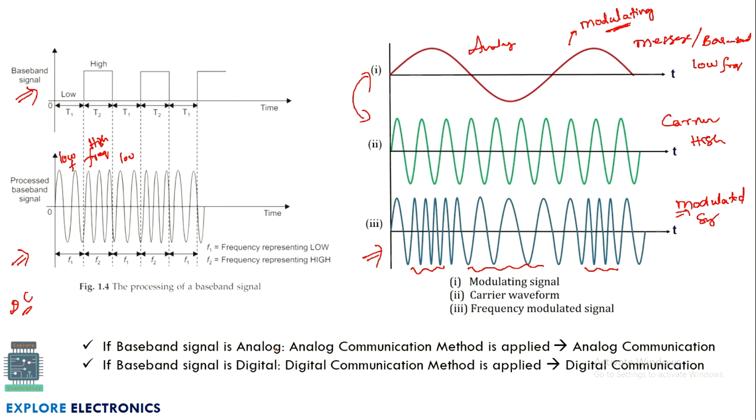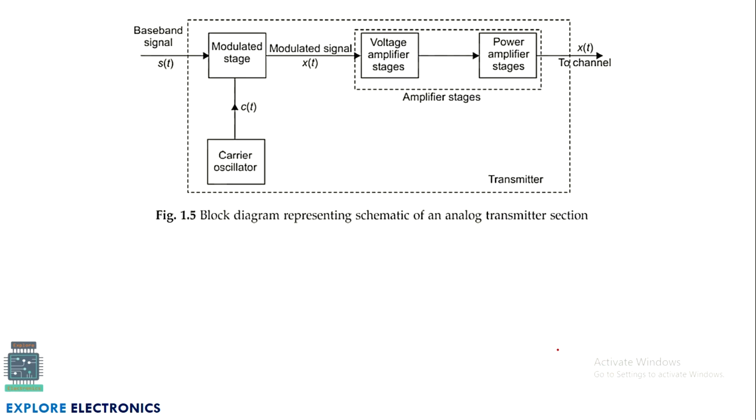If the baseband signal is analog, an analog communication method is applied, and we call it analog communication. If the baseband signal is digital, we apply digital communication concepts and it will be called digital communication. So this is the block diagram of the transmitter now. The main functionality of the transmitter is that it is doing modulation. This is the main function of the transmitter.